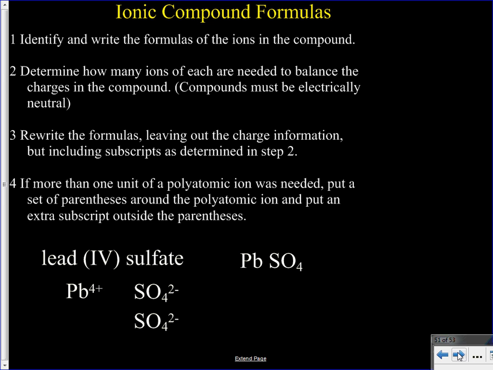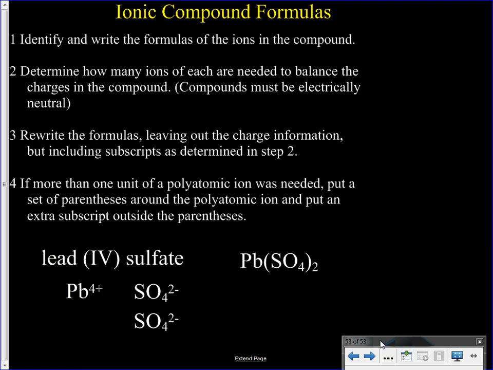We'll write our sulfate, and since it's a polyatomic ion and we need more than 1 unit, we need to put parentheses around it, and then we need to give it an extra little subscript. And again, that extra little subscript that's outside the parentheses is basically saying give me 2 of everything that's inside. So in this case, give me 2 sulfate ions to go along with my lead ion.